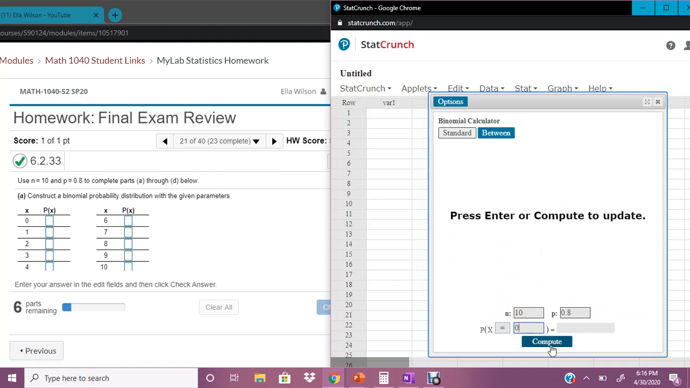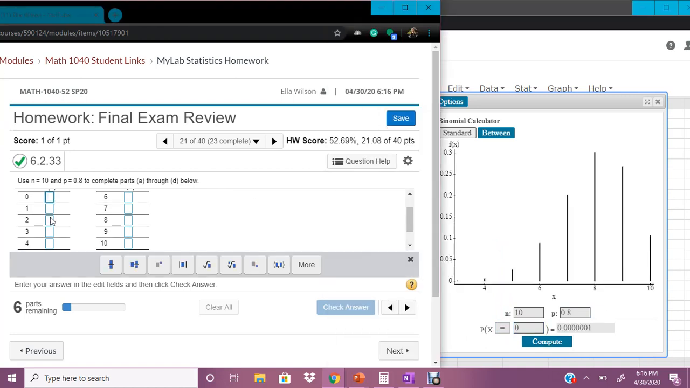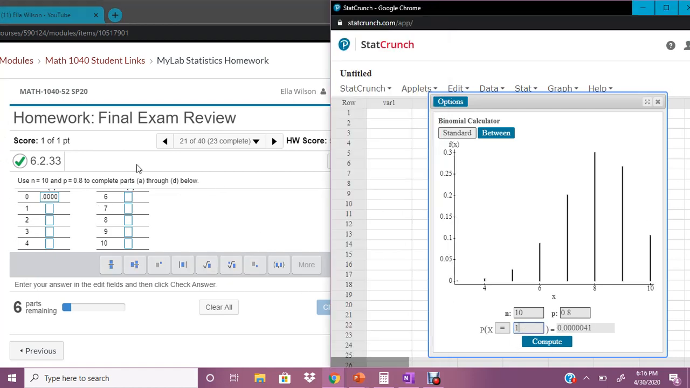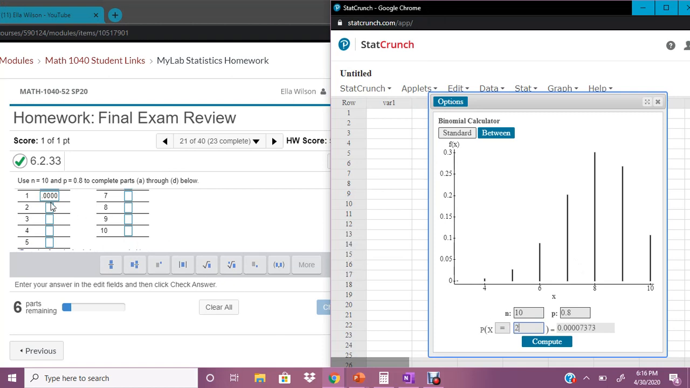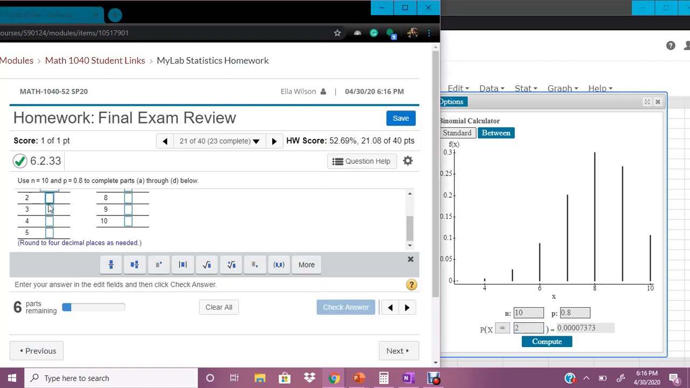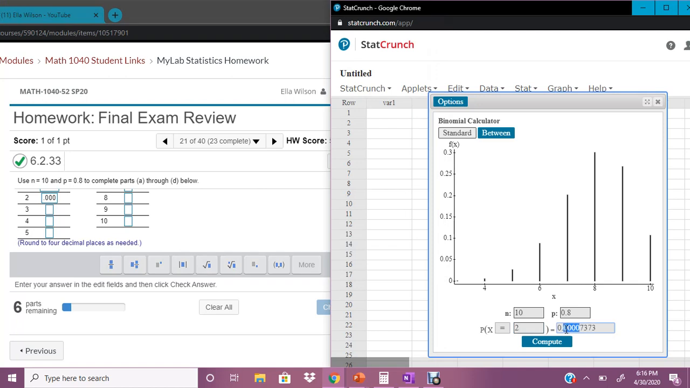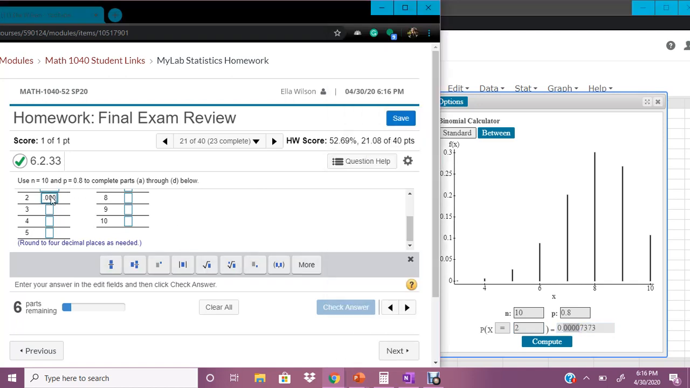And we start with 0. We type that in. And then we go to 1 and type that in. Then we go to 2 and we type that in. Let's see. So we can round that one to 1.